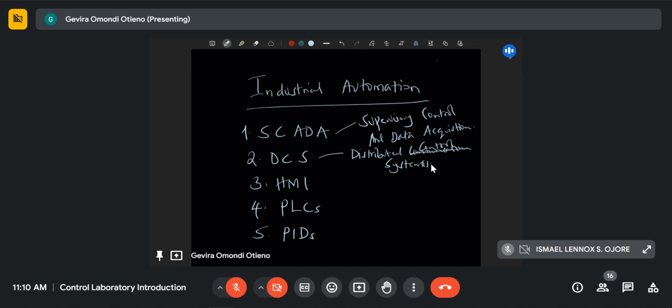Because this extends over a larger geographical area, because this is usually sort of in one place, okay? But this is extended to a larger geographical setup. That's why it's called a distributed system. Of course, you know about HMI. These systems usually come with a human-machine interface, because that is how you're able to see what you're doing and also interface and type in commands. So it comes with a screen.